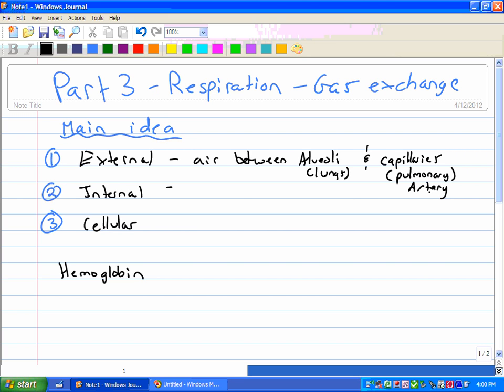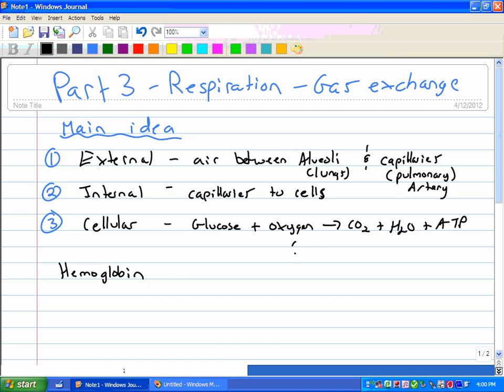Internal respiration is where, after it's been pumped to all the cells, it goes from the capillaries to the cells. And then cellular respiration is where we have our glucose and our oxygen changing into CO2 and water and ATP, and that's occurring in the mitochondria.